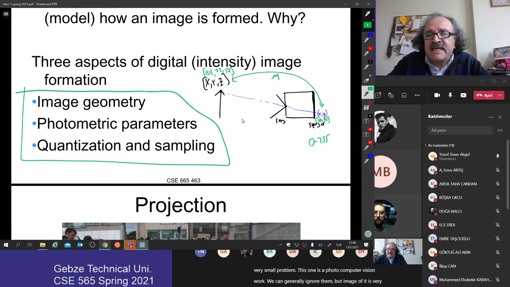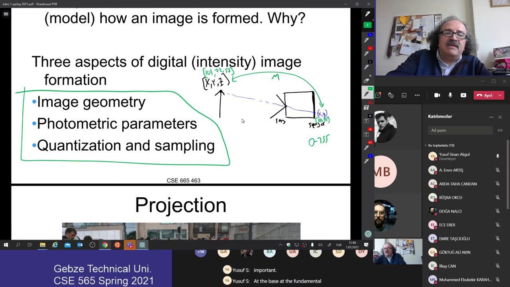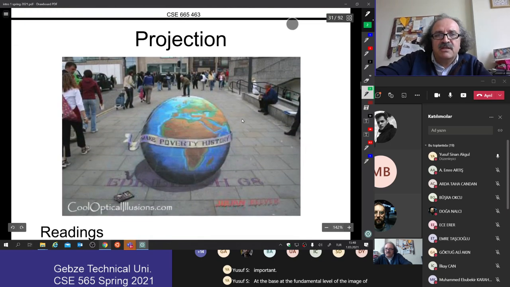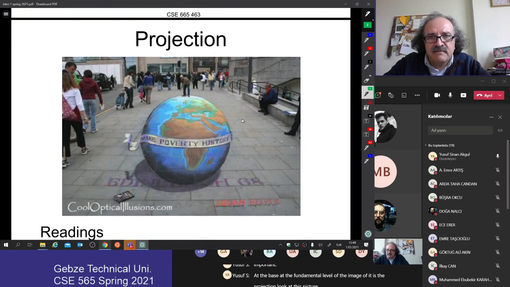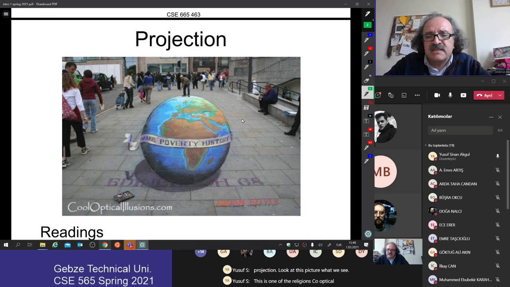At the fundamental level of image geometry is the projection. Look at this picture. What do you see? This is one of the optical illusions.